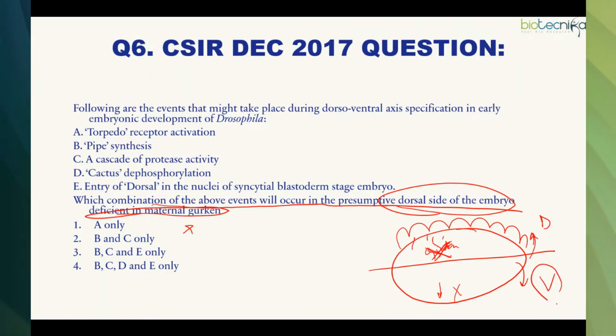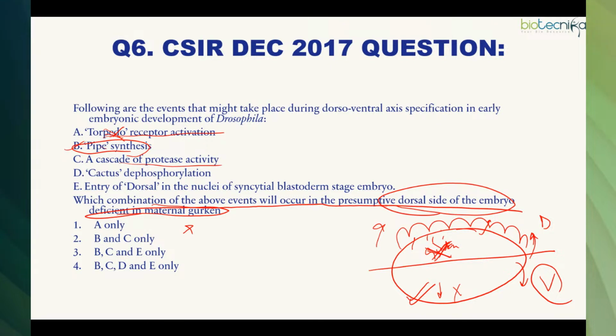So what all takes place in the ventral side, now you remember? Torpedo, does it get activated? No. Torpedo gets activated only in the dorsal side because of gurken. Gurken is not there means no torpedo activation. Pipe protein, does it get synthesized? Yes, in the ventral side and now even in the dorsal side, because torpedo activation leads to inhibition of pipe protein synthesis. Since there is no torpedo activation in the future dorsal side, pipe protein will be synthesized even in the dorsal side.